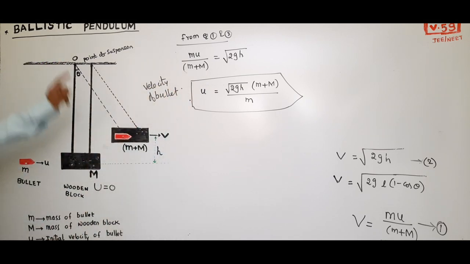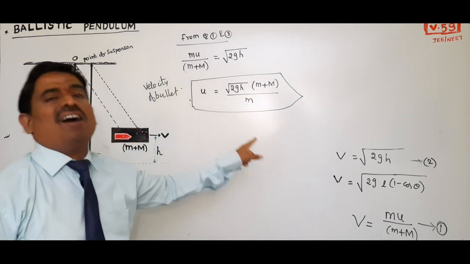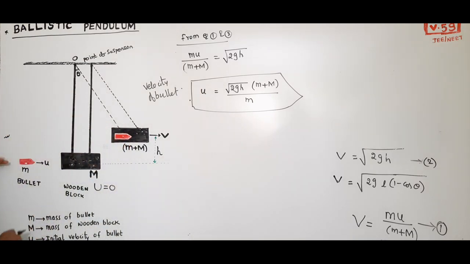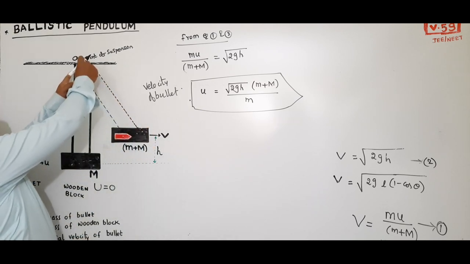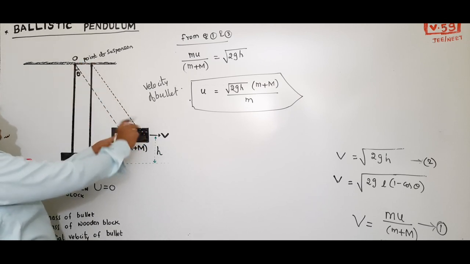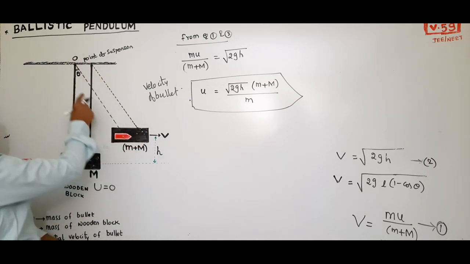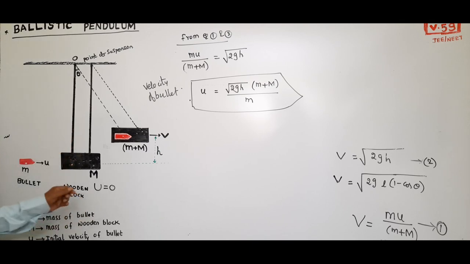By using this ballistic pendulum, we are finding the velocity of the fast moving bullet. Suppose the bullet is fired and strikes the block. The bullet is embedded inside the block and it rises to a certain height. This is the thread of the ballistic pendulum, and this string is making an angle theta with the vertical. Then, what is the formula for the velocity of the bullet?